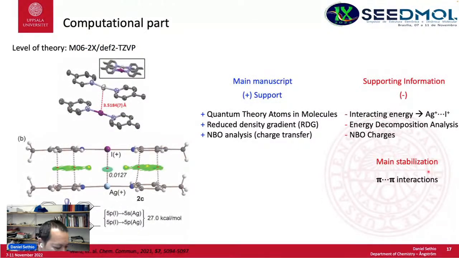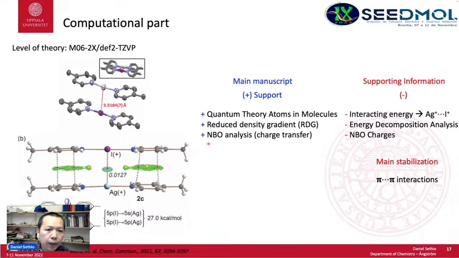They also performed DFT calculations using the experimental crystal lattice. So they didn't optimize the complexes. They used the geometry from the X-ray structure directly. In the QTAIM analysis, they observed a bond path with a bond critical point, and also a reduced density gradient. They observed that there should be a weak interaction between silver and iodine.